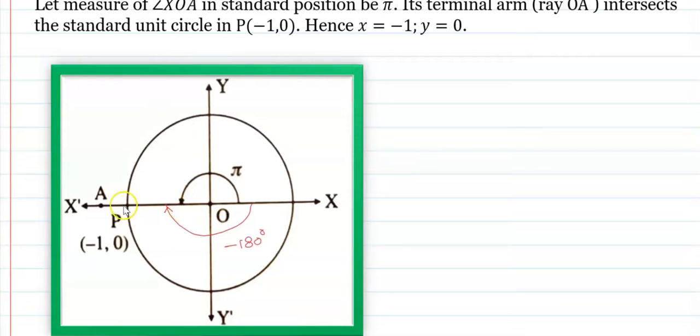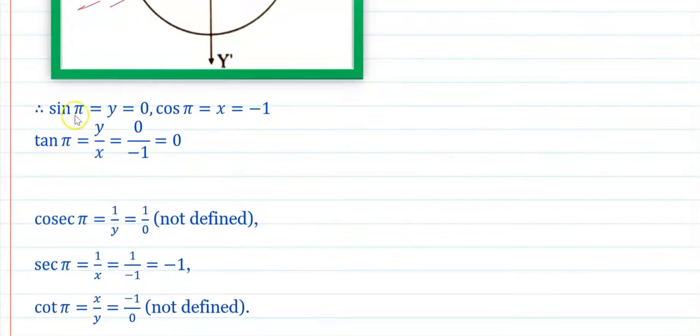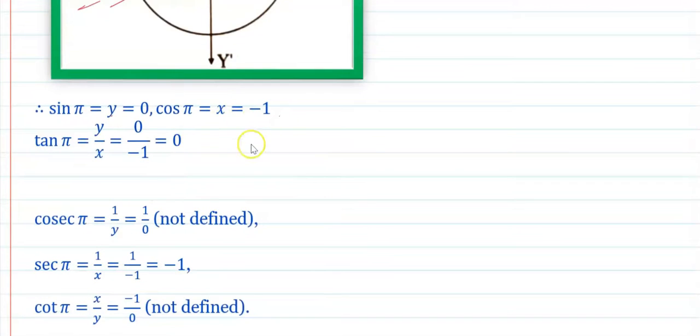The terminal arm intersects this unit circle at the point P, and hence the coordinates of the point P are minus 1 and 0, and therefore here x is equal to minus 1 and y is equal to 0. The values that come for this will be the same for 180 or pi, both are the same. Okay. And therefore sin of pi is equal to y, and y is equal to 0. Cos of pi is equal to x, which is equal to minus 1.